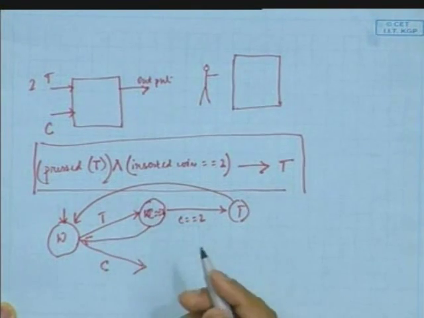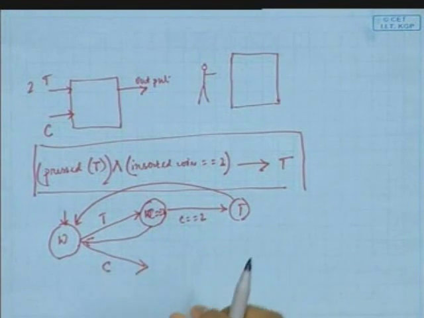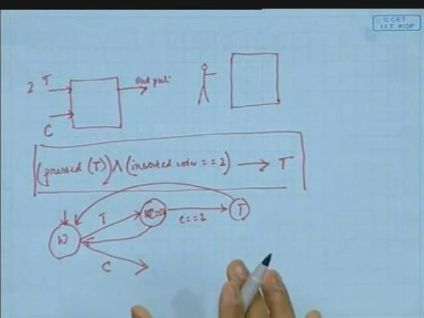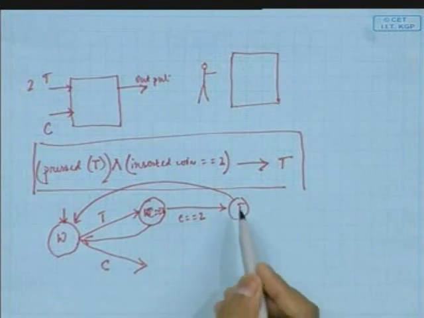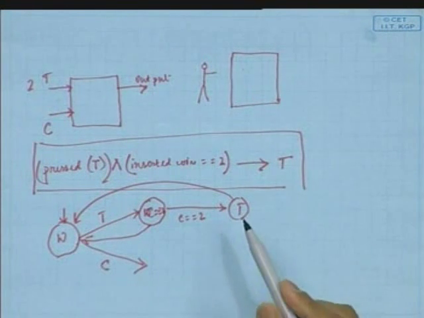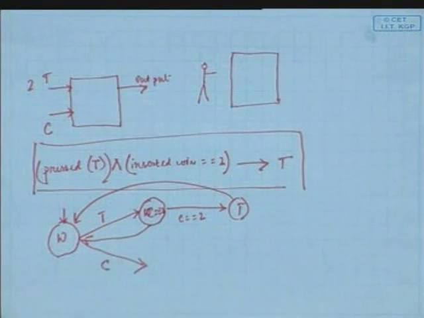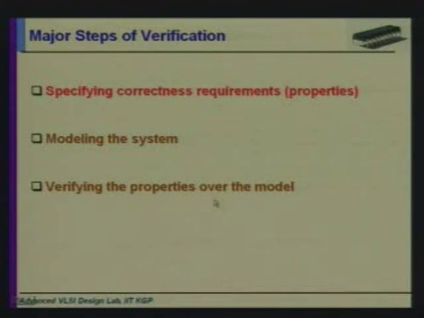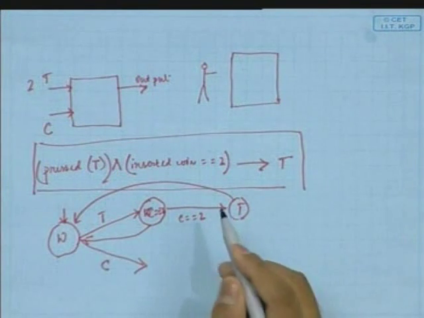Now you can add another criterion like some timeout. After pressing the button, the system will wait for say 5 seconds, then it will return to the initial state. So that's how abstractly the modeling is done. Modeling means we abstractly create some form of transition diagram, a state transition diagram of the system. And the third part is verifying properties over the model. Now suppose this is the property we want to verify. So how do we verify it?